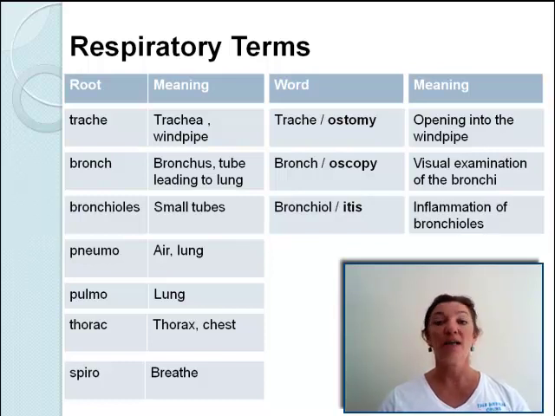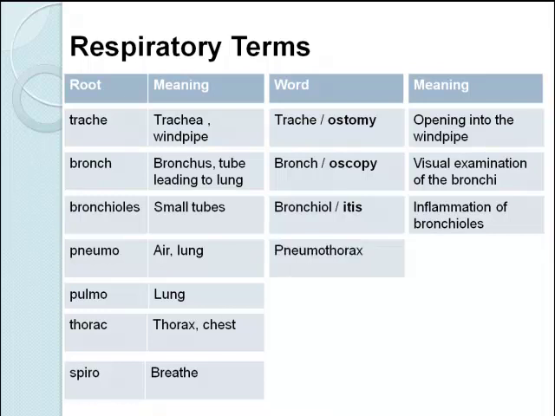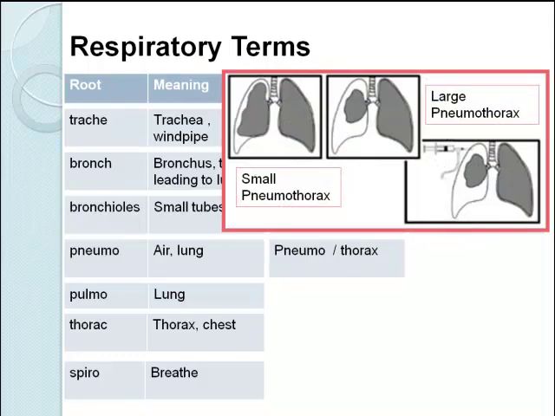Pneumo is the word that means air or lung. Our word example, pneumothorax. So let's break this down. Pneumo, thorax. Thorax relates to the chest and pneumo is air. Let's see what's going on here. In this diagram we have a picture of a small pneumothorax, and you can see the picture with the grey lung, and the white behind it would be the air pushing against the lung.